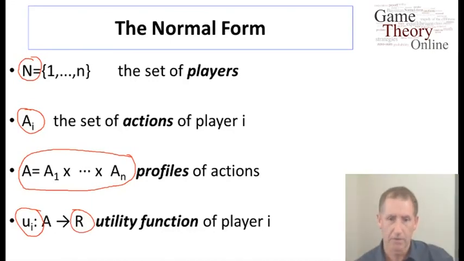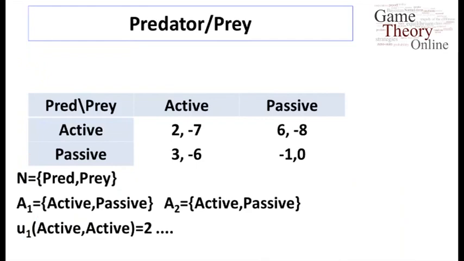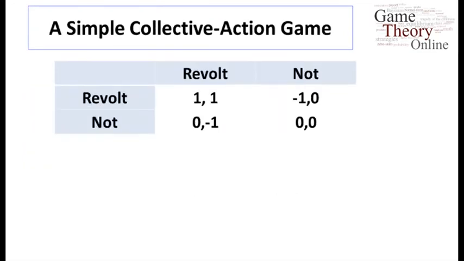So let's look at our predator-prey example, and we already saw that we have two agents, the predator and the prey. The strategy sets for each of the agents are identical, consisting of two actions, passive and active. And similarly, the utility functions for agent 1, for example, the utility for the predator when he is active, and the other agent active is 2.